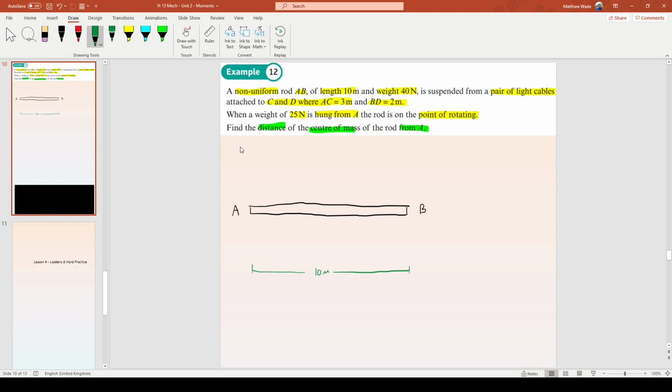Light cables are attached at C and D, where A to C is 3. So we have a cable here, 3 meters in. Cool. And then B to D is 2. So that's basically what it's saying. So this is 3 meters. This is 2 meters. And yeah, that's all we got, I think. And the weight of 25 newtons is hung from A.